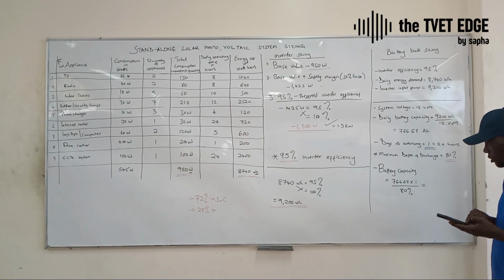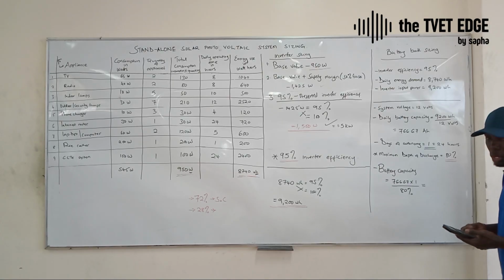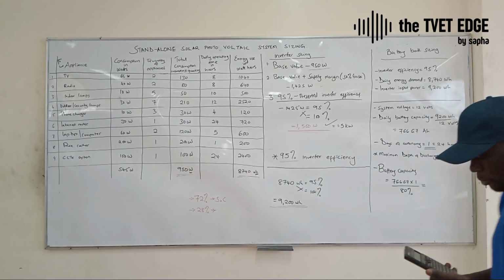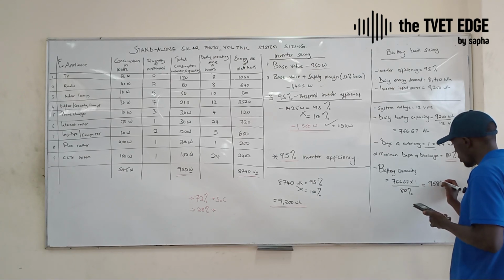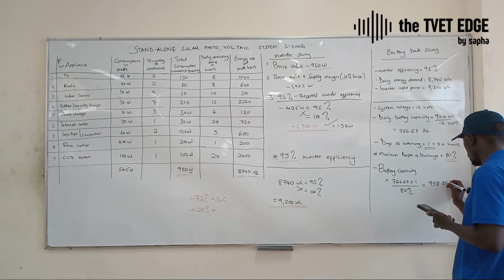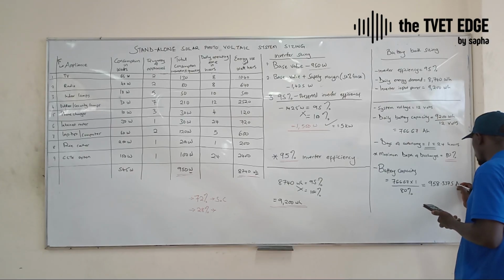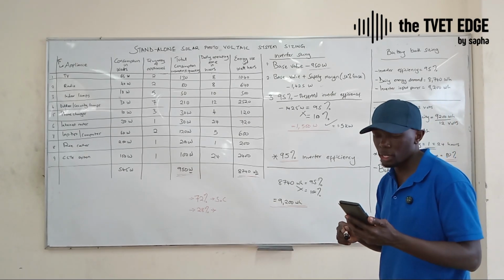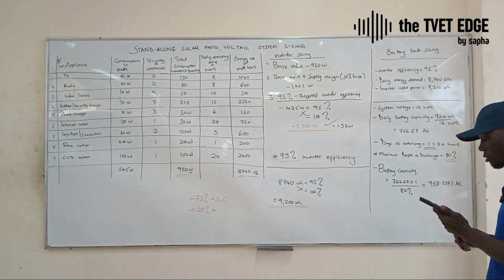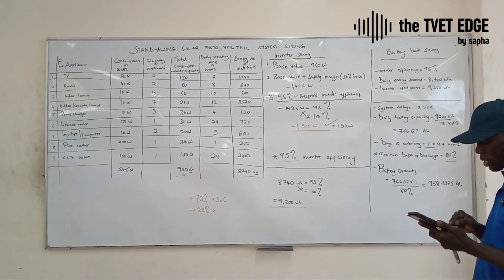So that will be 766.67 times 1 divided by 80%. We get, what did you get? Say it out loud. I'm getting 958.3375 Ah. Did you get that?